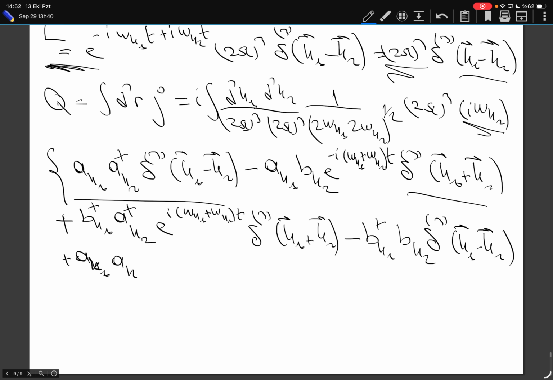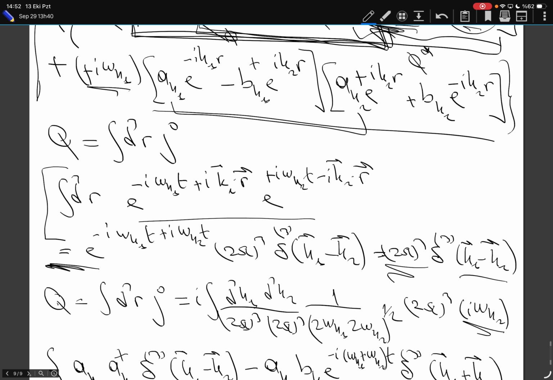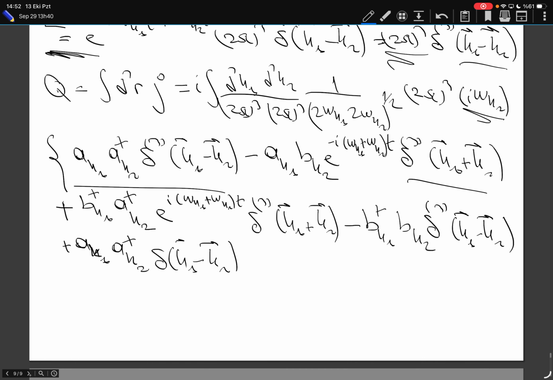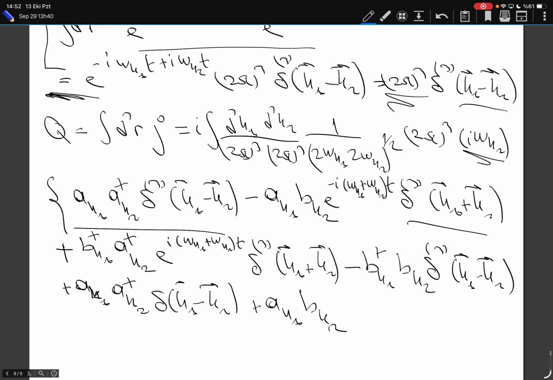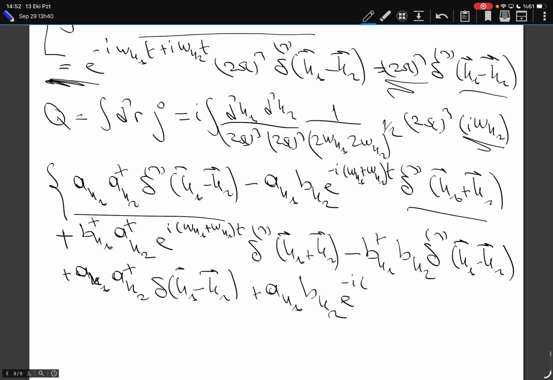a_{k1}, a_{k2}^\dagger, Dirac delta (k1 minus k2). The product of the first term and the second term, this is a_{k1}, a_{k2}, a_{k1}, b_{k2}. Well, the exponents will be e to the power minus i (omega_{k1} plus omega_{k2}) times t, plus k2.